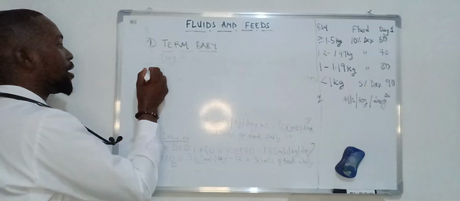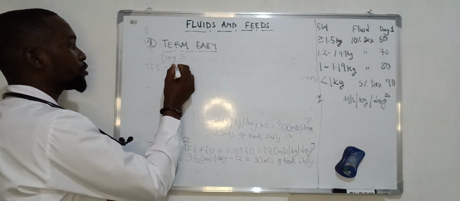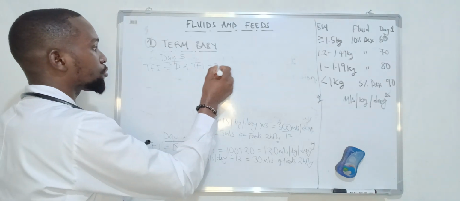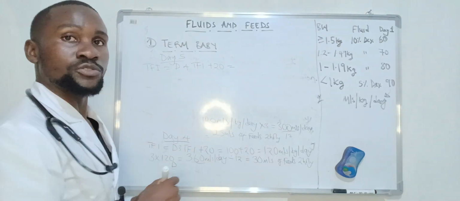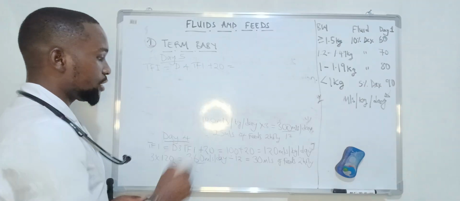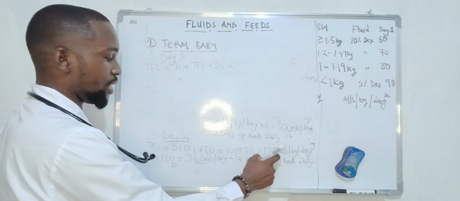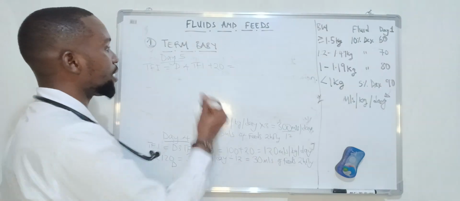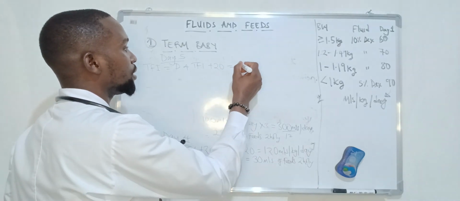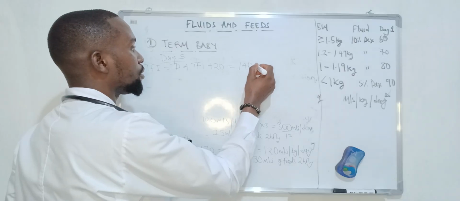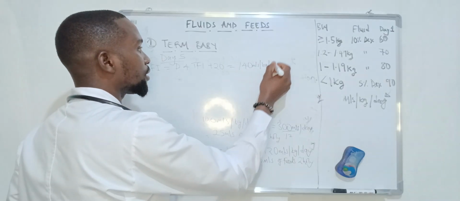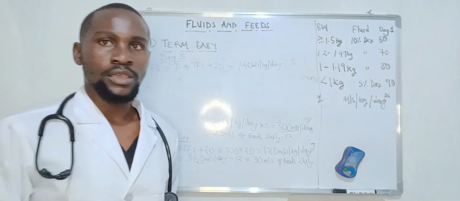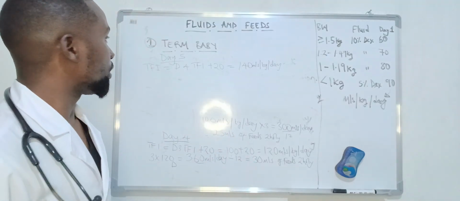we say our day 5 TFI is supposed to be equal to day 4 TFI plus 20. And this is going to be equal to, so day 4 TFI, remember our day 4 TFI was 120. So it's 120 plus 20, it becomes 140 meals per kg per day. That's 140 meals per kg per day. That's our TFI on day 5.